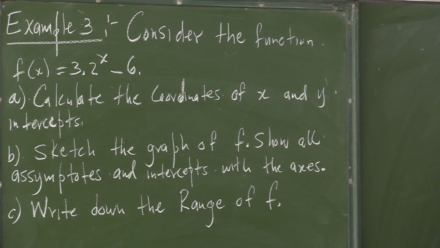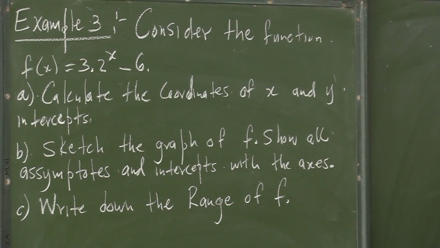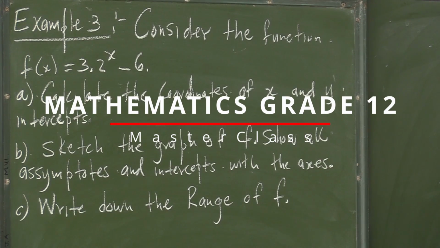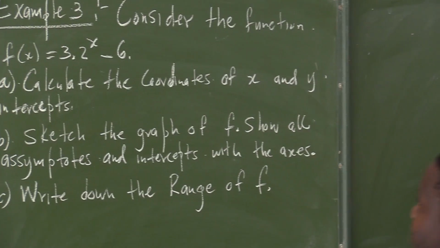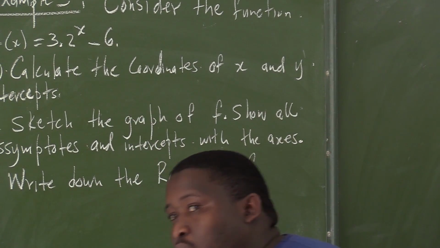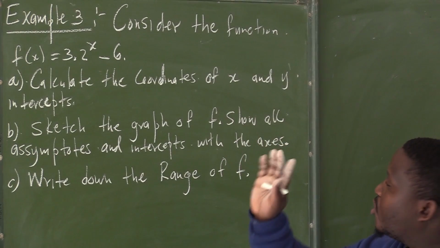Now I want us to look at the exponential curve. You see, this is where we need to collect marks. This graph, that is where we need to collect marks. The exponential graph will do two things. It will either increase or decrease.